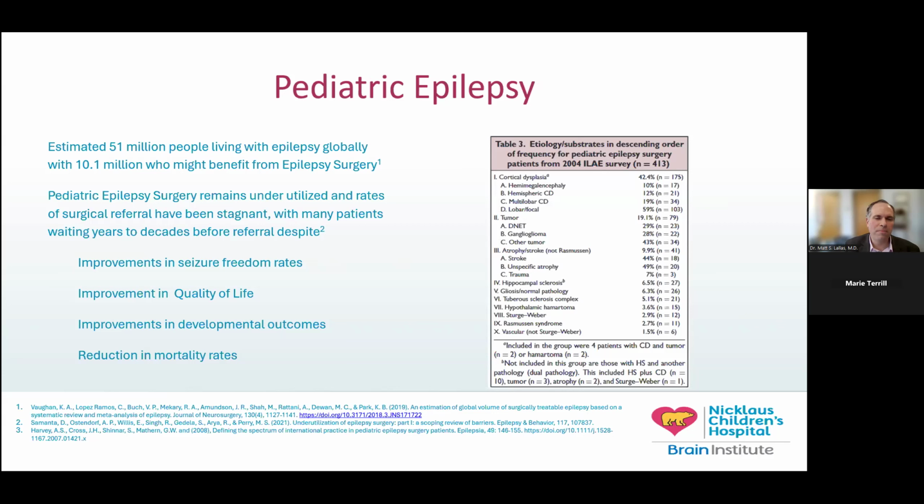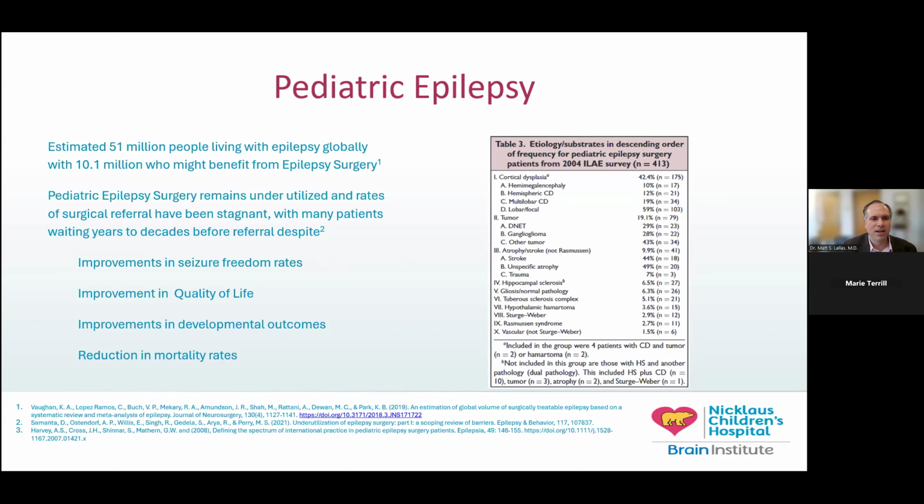Epilepsy is eminently common, unfortunately, and there is an estimated 51 million people living with epilepsy globally, with about 10.1 million who might benefit from epilepsy surgery. Now, that's globally, and that's all people.